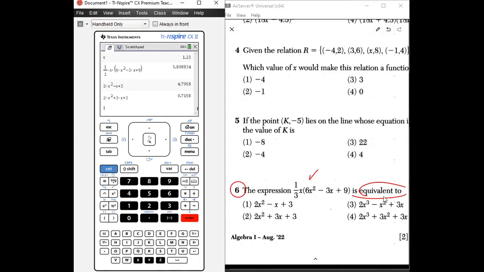That doesn't match. So go over here to the next one. So this is 2x cubed. I want to cube it now to the third power. And then I want to do minus x squared plus 3x. Then press enter. That matches. So that's my answer. That's the one I circled. You don't have to check anything else because they match exactly.